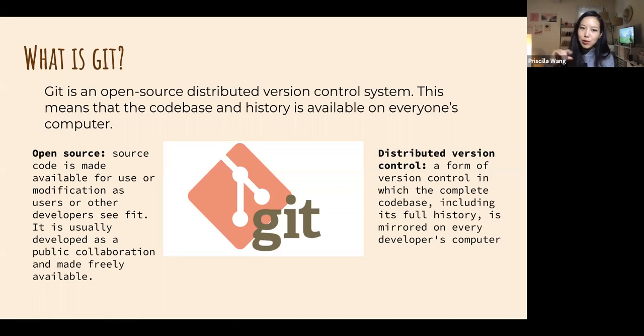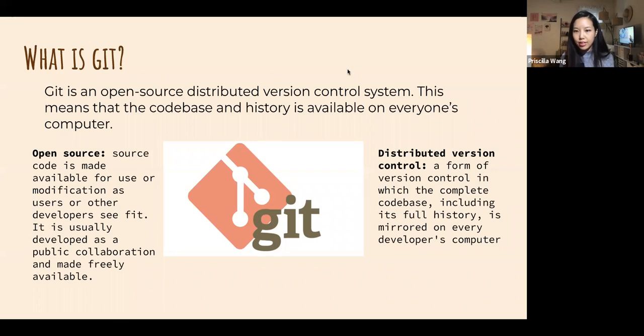So what is open source? What does that mean? Open source is made available for use or modification as users or other developers see fit. It is usually developed as a public collaboration and made freely available. So if you hear the word open source, it means that you can actually contribute to it. There are a lot of open source projects, and other people are contributing to them. And if you see that there's a bug, you can raise the issue and maybe someone else will fix it, or you can fix it.